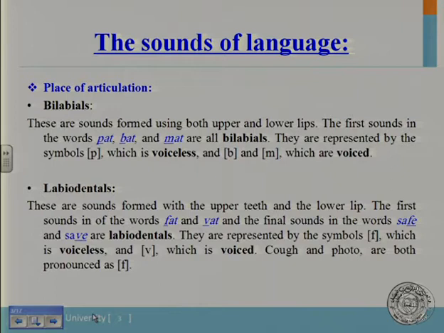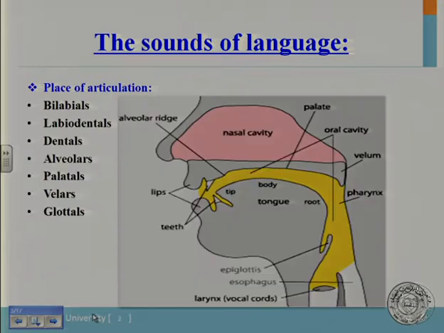Now all these sounds are called bilabial. Why? Because the two articulators which are responsible to produce these sounds are the two lips, the upper lip and the lower lip. And we say that the upper lip is a passive articulator and the lower lip is the active. Why is it called active? Because the part which moves to produce the sound is the lower lip. This is the passive, and the lower is the active.